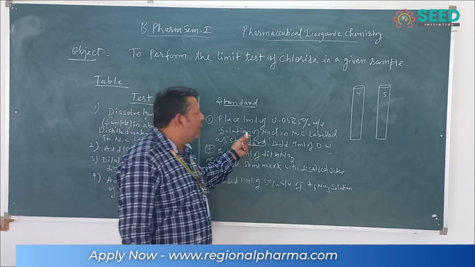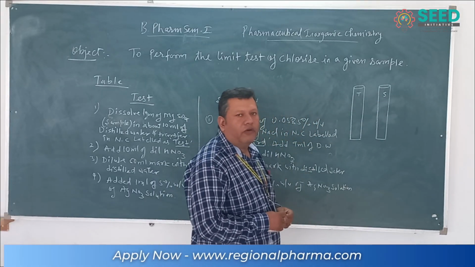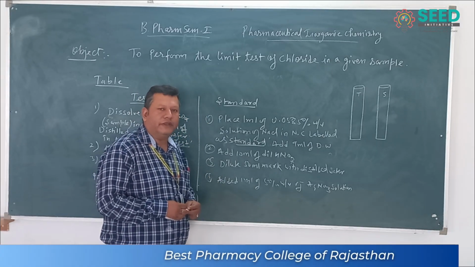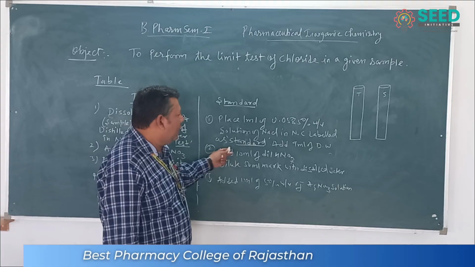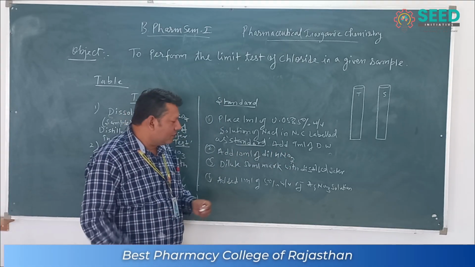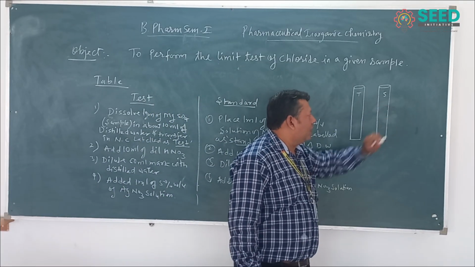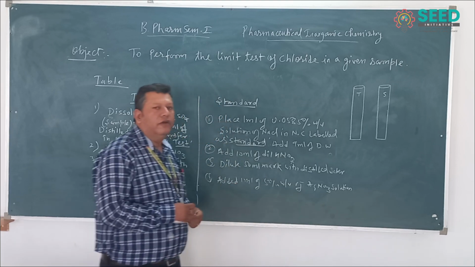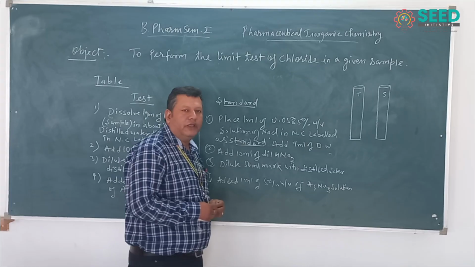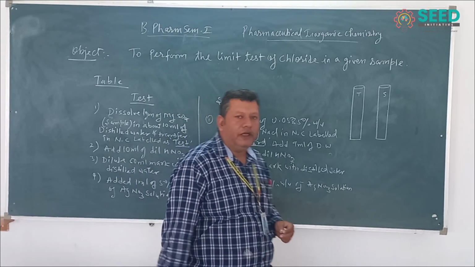Then there is the other one for comparison, the standard, which is prescribed in the Indian Pharmacopoeia. We place 1 ml of 0.0585% weight by volume sodium chloride (NaCl) in an acid standard first and label it as standard. Then we take 9 ml of distilled water in this standard Nessler cylinder, then add 10 ml of dilute nitric acid, then dilute to the 50 ml mark with distilled water, and then add 1 ml of 5% weight by volume silver nitrate solution.